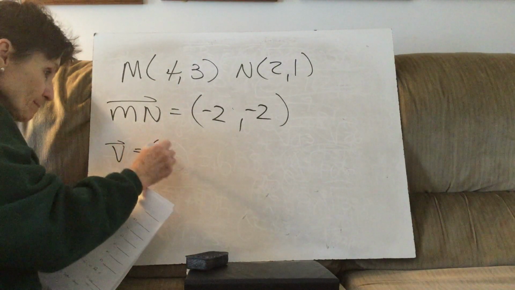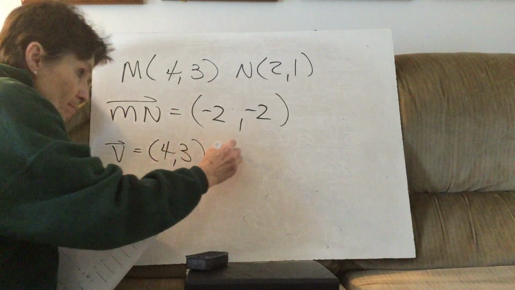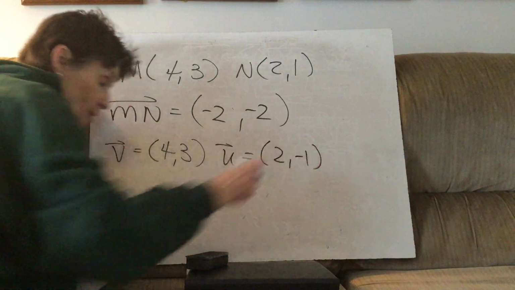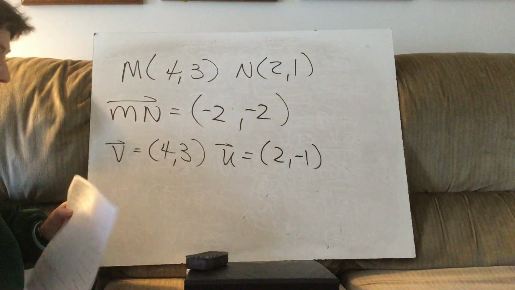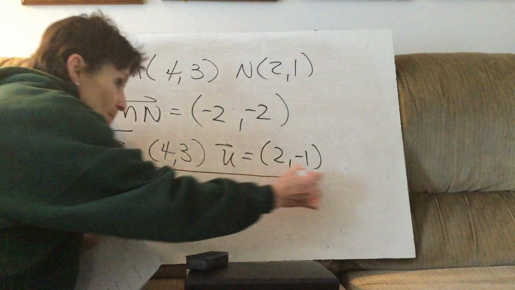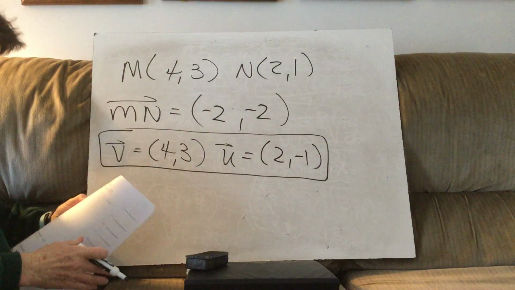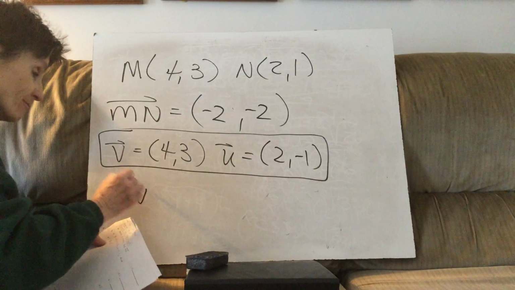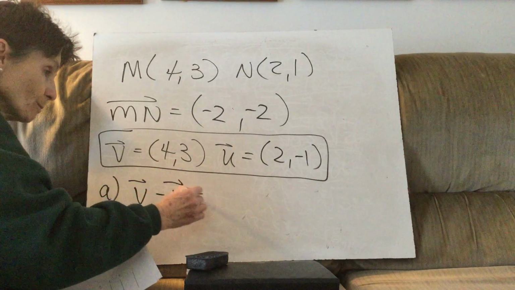Now we've been given a couple of vectors here, and we're going to do some stuff with them. So this is the given. So using those, problem 2a says find v minus u.